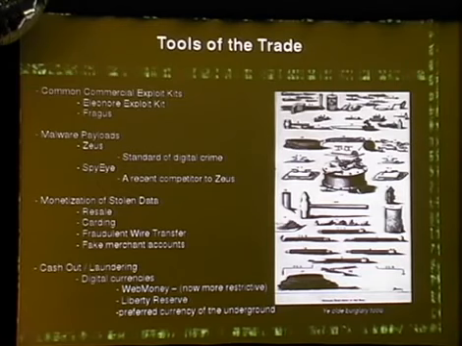The tools of the trade that we're going to be going over, for common commercial exploit kits, we have the Eleanor exploit kit and Fragus. Those are very common drive-by download software. For actual payloads, we'll be going over the Zeus Trojan and SpyEye. Zeus has been pretty much the standard of digital crime since about 2007, and SpyEye has recently emerged as a competitor. And then as for the monetization of stolen data, we're going over resale, carding, the wire transfers, fake merchant accounts, and then the actual cashing out and laundering of it.